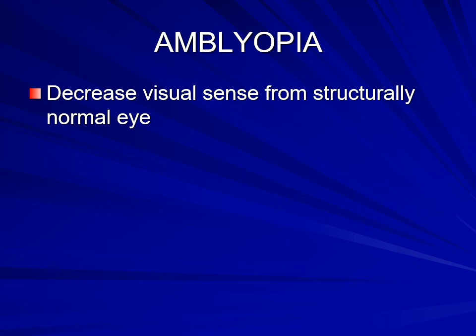Amblyopia is an entity of dysfunction which is related closely to squint and errors of refraction. It represents decreased visual sense from a structurally normal eye, or defective processing of the image by the eye, that can be regained to the near normal situation.